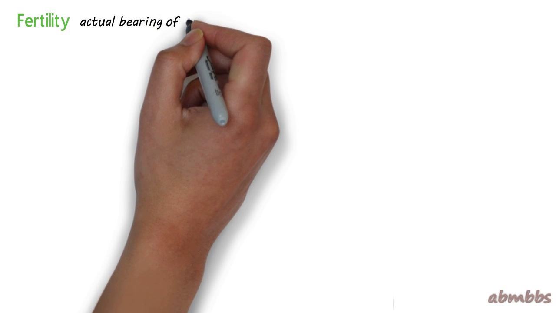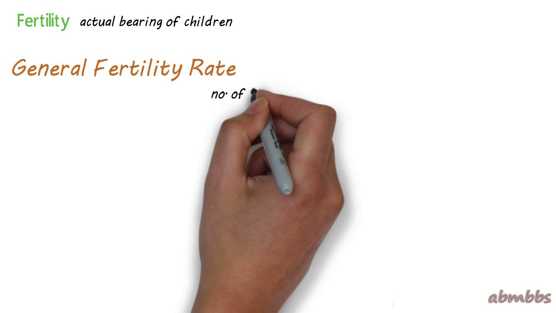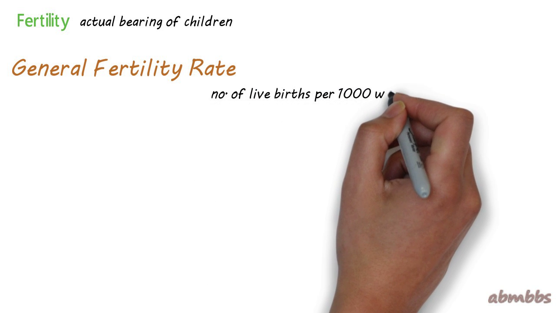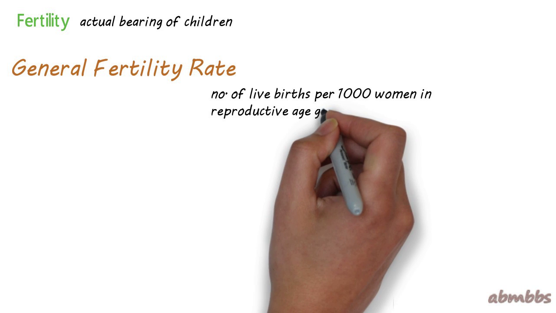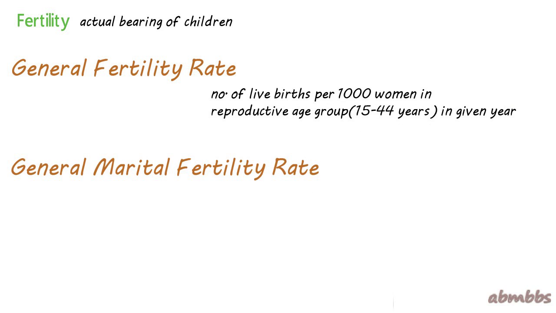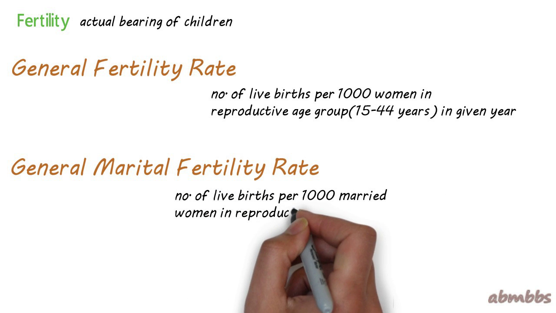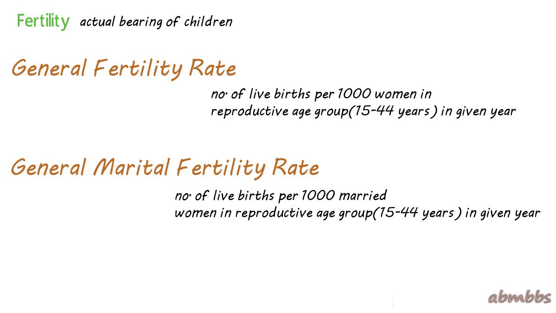Finally, we come to the topic of fertility. Park defines fertility as actual bearing of children. So, what is general fertility rate? It is the number of live births per 1000 women in reproductive age group, that is 15 to 44 years in a given year. General marital fertility rate is the number of live births per 1000 women in the reproductive age group, that is 15 to 44 years in a given year.